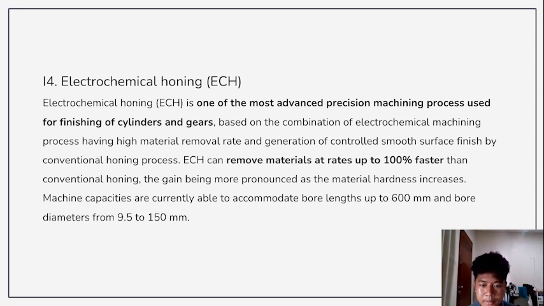ECH can remove material at rates up to 100% faster than conventional honing, the gain being more pronounced as the material hardness increases. Machine capacities are currently able to accommodate bore lengths up to 6300 mm and bore diameters from 9.5 to 150 mm.